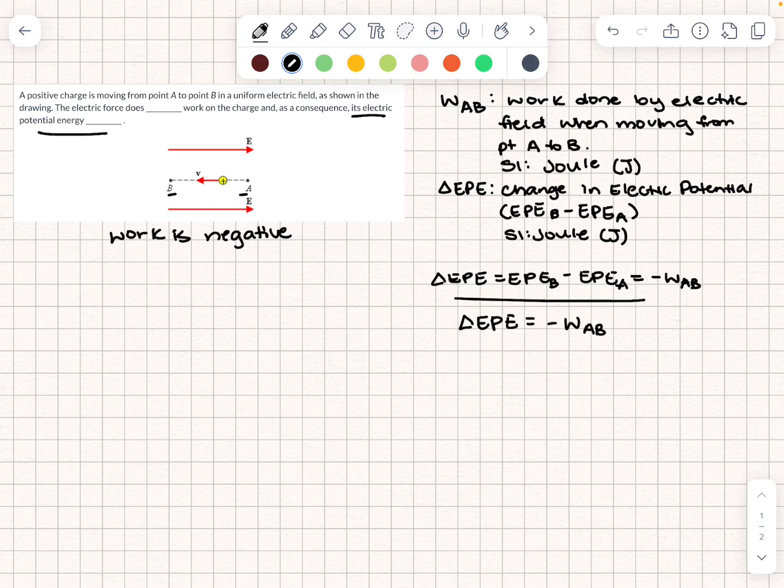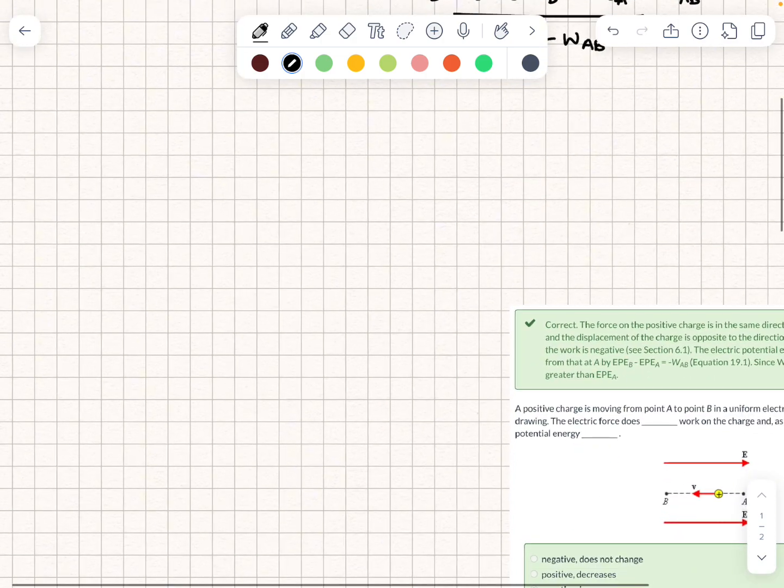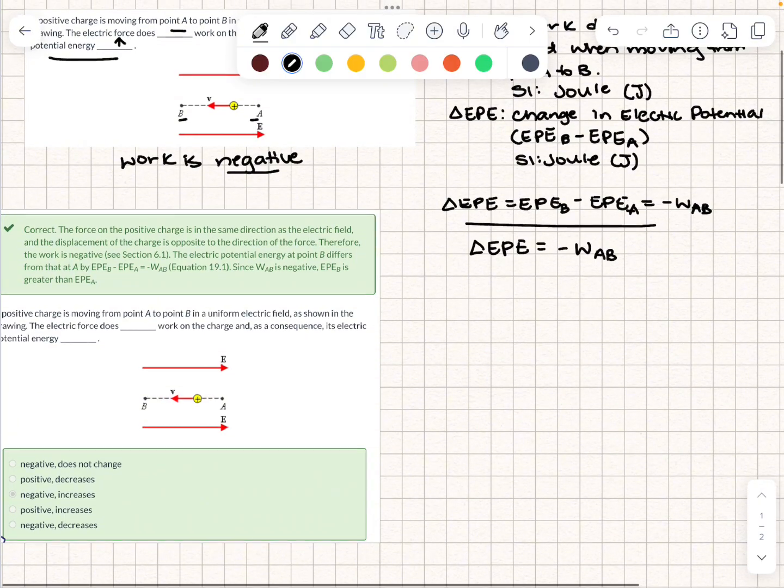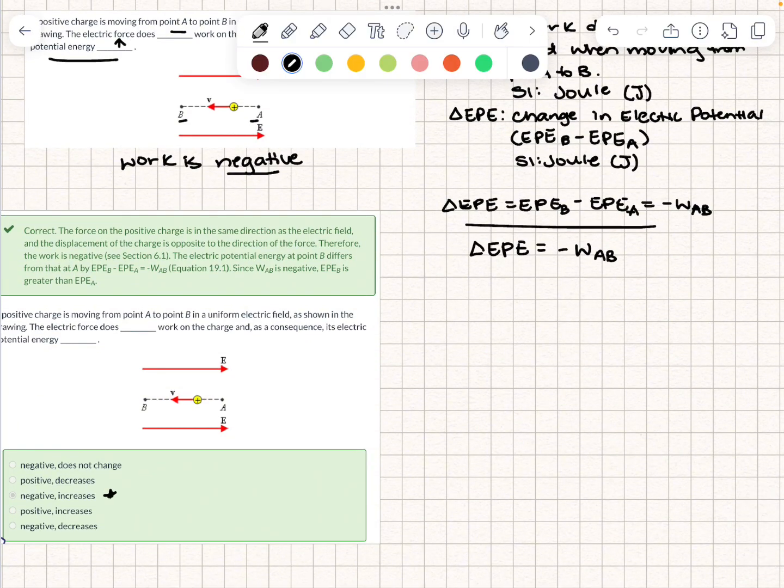This is similar to mass against gravity, like going against each other. So the stored energy goes up during the move, and with this in mind, we know that the electric potential energy is going to increase. Again, the electric force does negative work on the charge, and as a consequence, its electric potential energy increases. So we're going to go ahead and check that. And we got it correct here. All right, and with that, we're going to move on to the next problem.